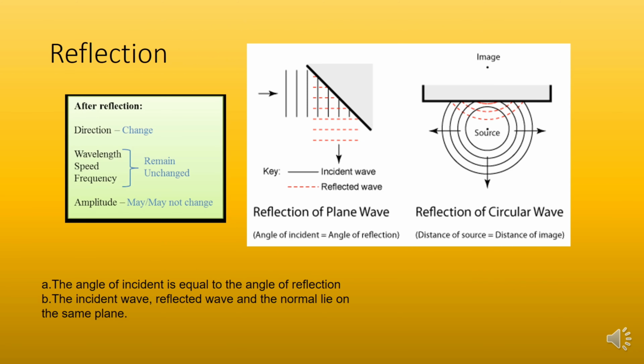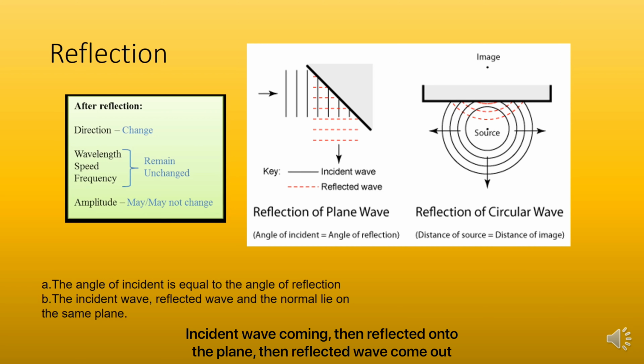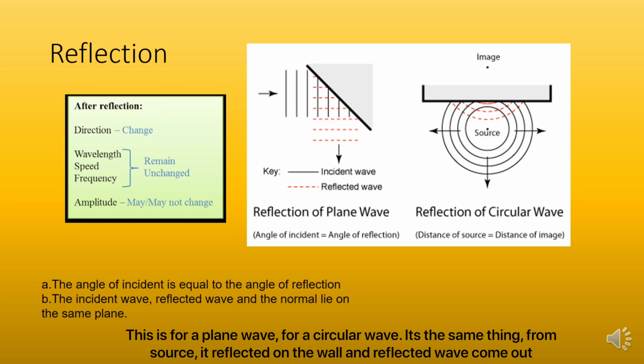Okay, so right now we'll look into reflection. First we look at this diagram on the right side of this page. The incident wave comes and is reflected onto the plane, and then the reflected wave turns out. This is for a plane wave. For a circular wave, it's the same thing: the source, and it is reflected back from the wall, and then the reflected wave comes out.